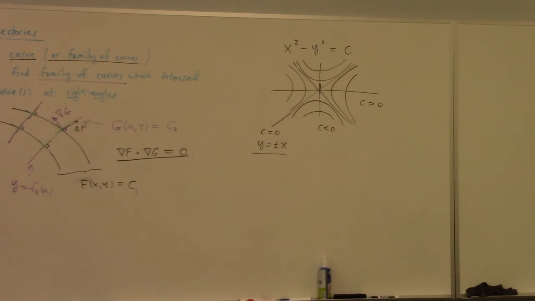I give you a line with slope 2. What does its perpendicular have as slope? Negative 1/2, yes. So negative 1 over df2 dx. You've got to put a minus in there. So that's the relation between the derivatives.